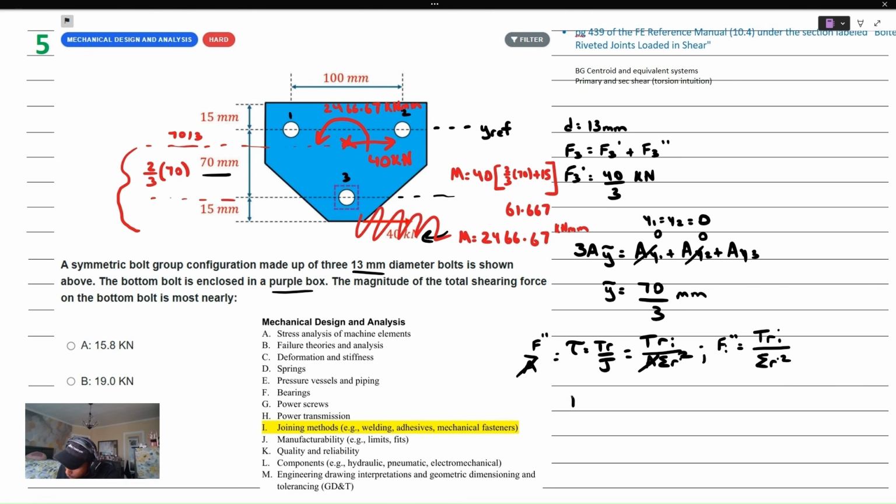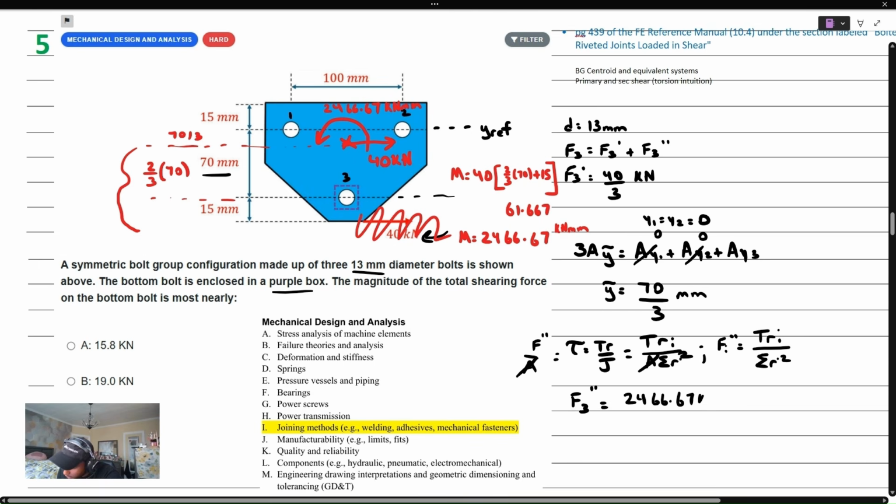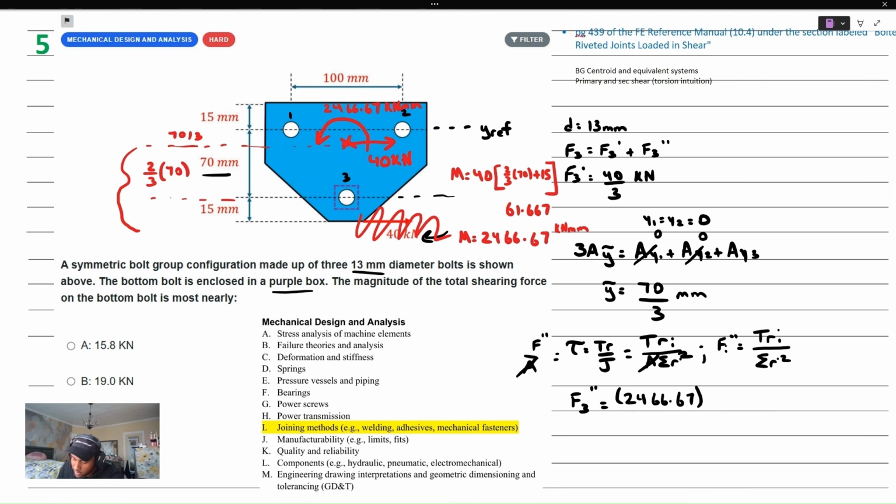So if we're looking for the secondary shear that is present inside of that third bolt, we understand that the torque is equal to 2466.67 kilonewton millimeters. I'm not going to write the units because it's going to get a little crowded. The distance from the centroid to that third bolt is just this distance right here, 2/3 of 70, right? That's this distance.